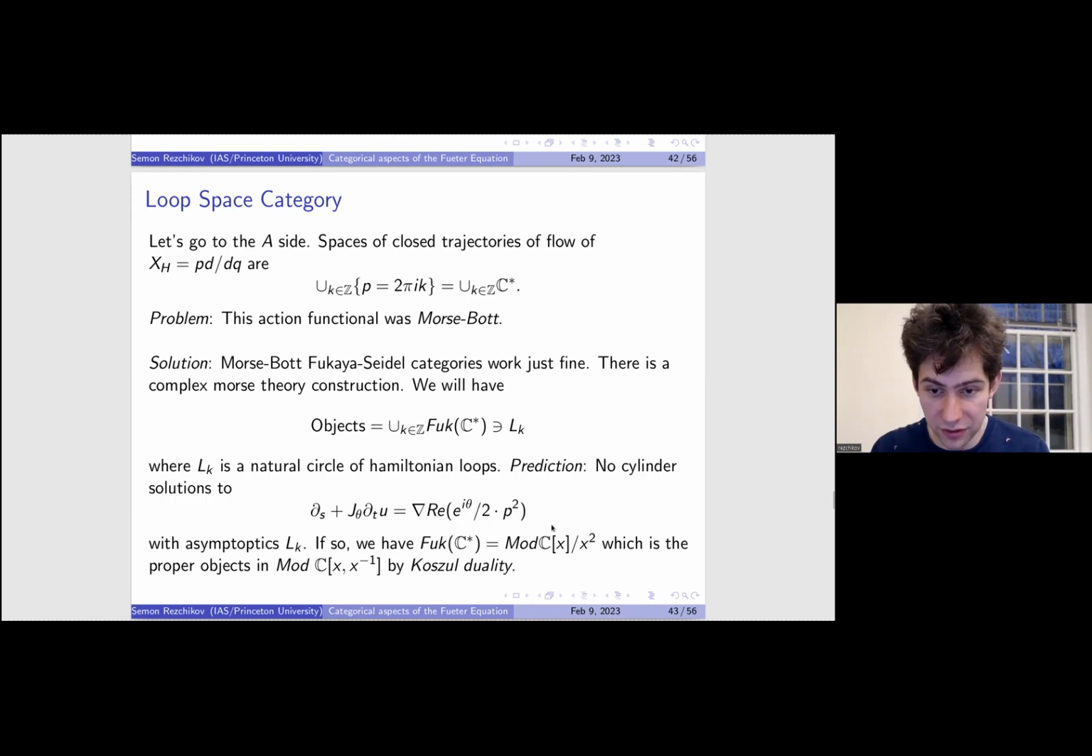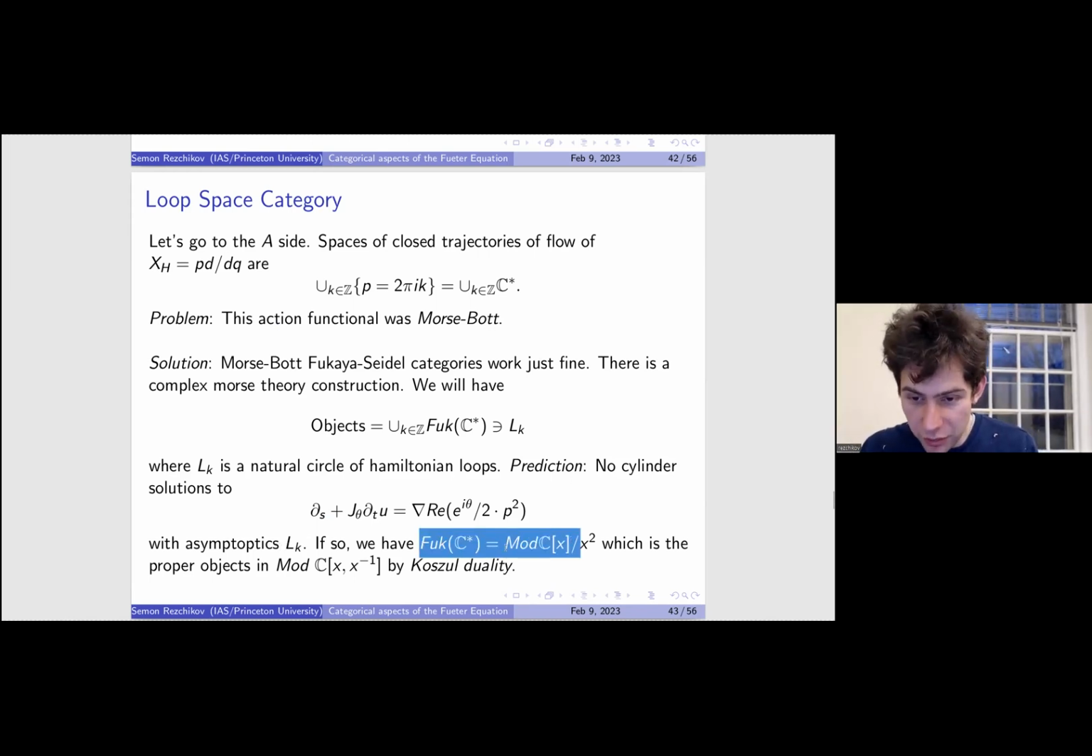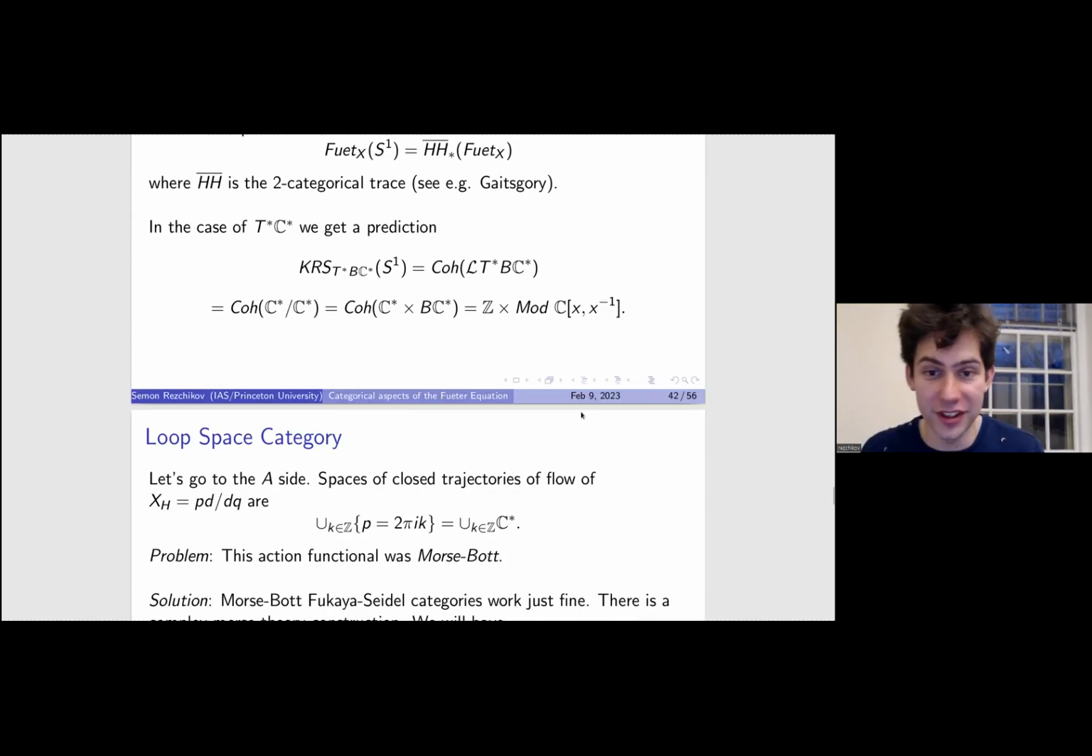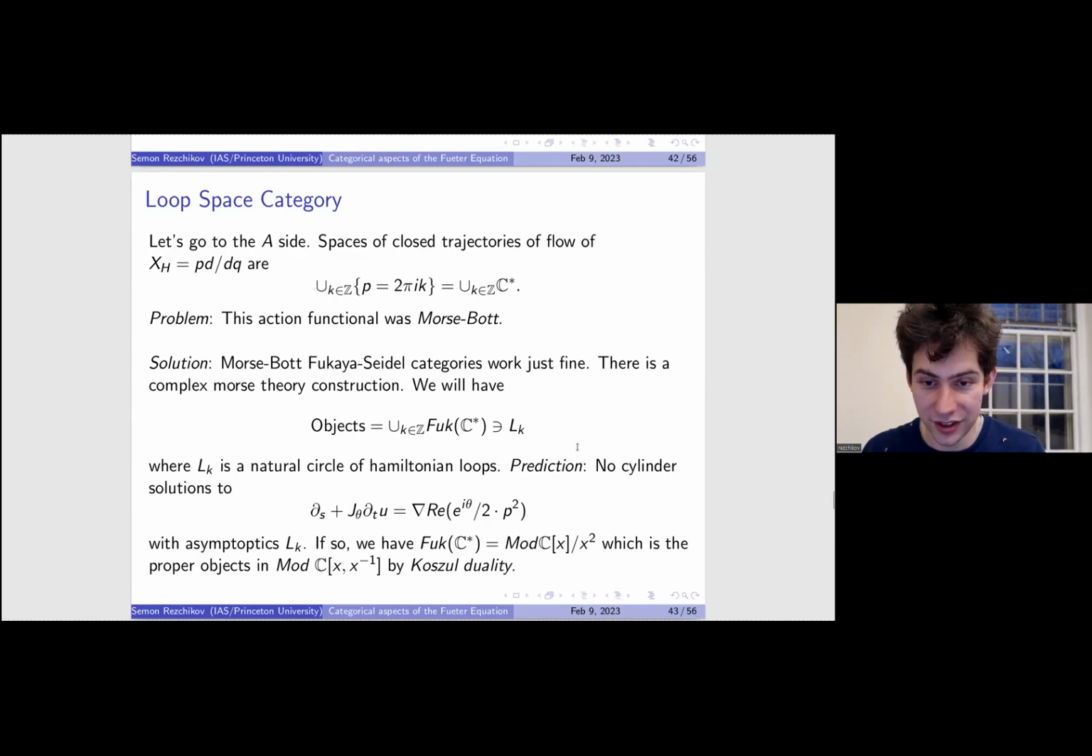So basically no solutions to this equation on cylinders with these asymptotic conditions. And I've also been verifying that. And if that was true, then you get basically the proper objects of this B-side loop space category. Okay, so that's interesting. This looks very different from this. This is some kind of Hamiltonian flow, but they seem to be connected.